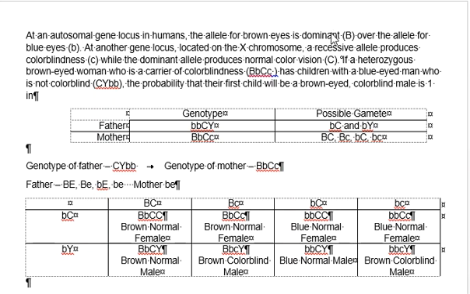So here are the alleles. Brown eyes dominant, big B. Blue eyes recessive, little b. The colorblind allele is carried on the X chromosome, so that means that allele is not existent on the Y chromosome. So for color blindness, you would have to have a recessive allele, while the dominant allele gives you normal vision.